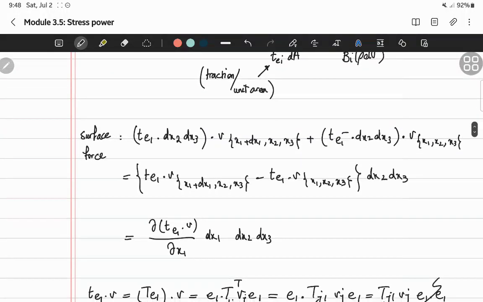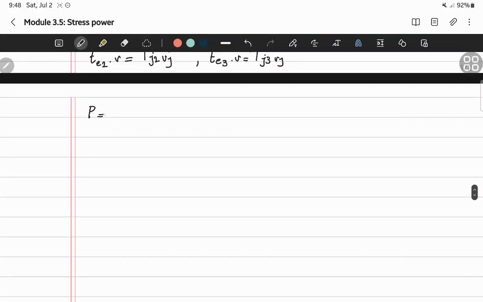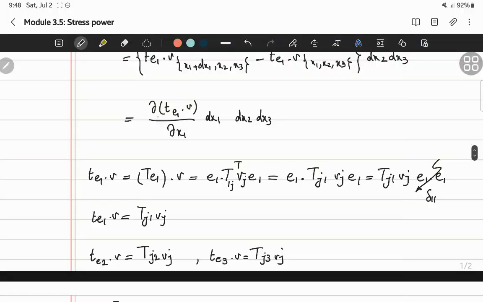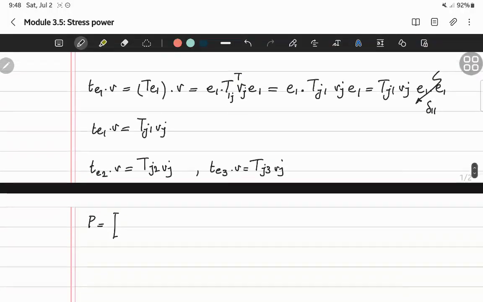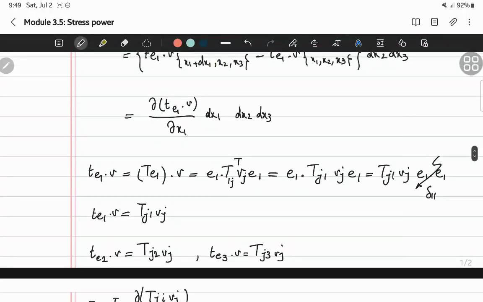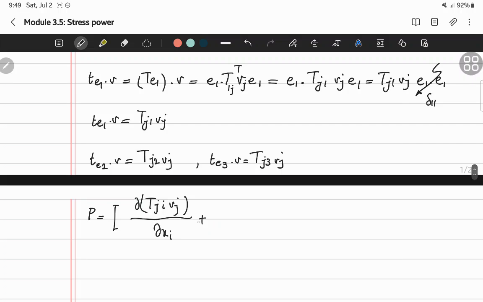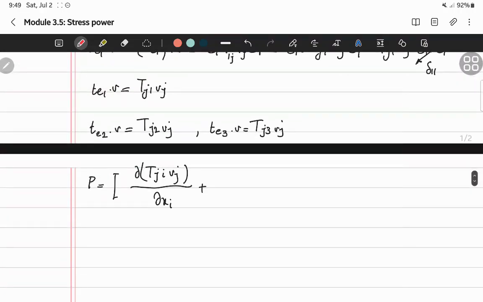But we also need the body forces. So P is equal to, instead of TE1 dot V, we can write this as the partial derivative of T, with j from 1, 2, 3. So I put i in here. Then we have Vj with respect to x, here is x1, then x2, x3. So this is xi, of course, plus. Before proceeding further, I would like to swap i and j in here. So I get ij.